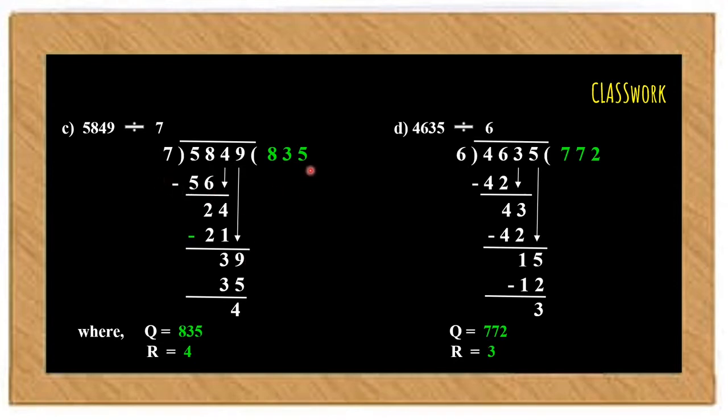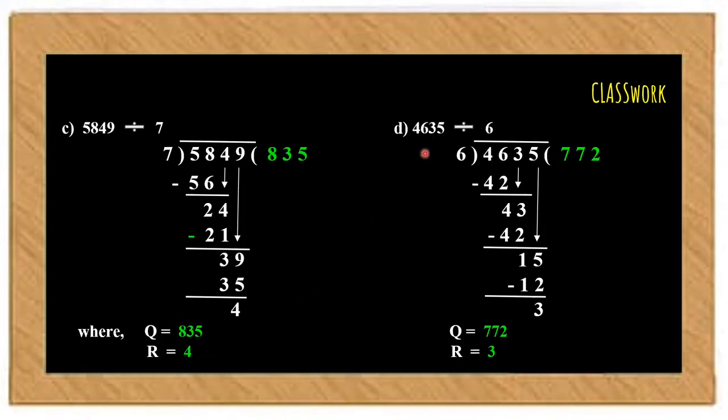7 multiplied by 5 gives us 35, which is a number just smaller than 39 in the table of 7. On subtracting 39 and 35, we get 4 as the answer. Therefore, our quotient becomes 835, while our remainder becomes 4.